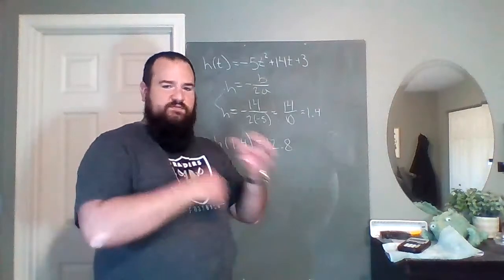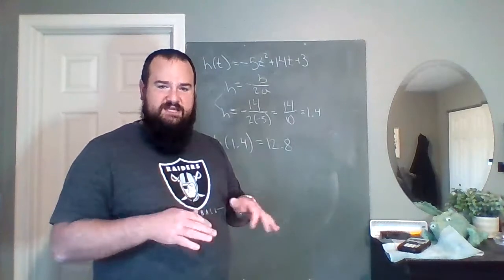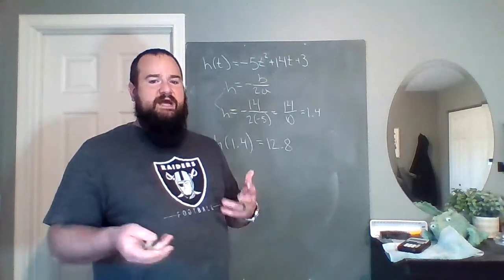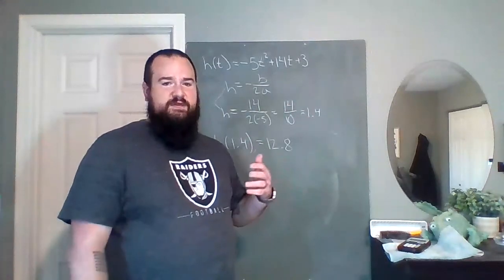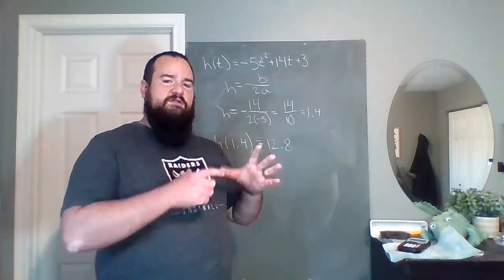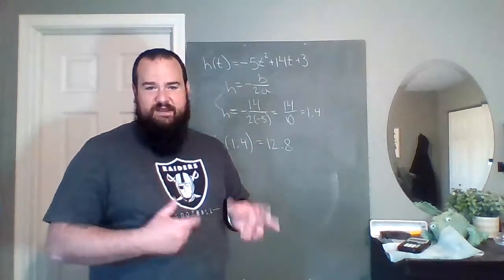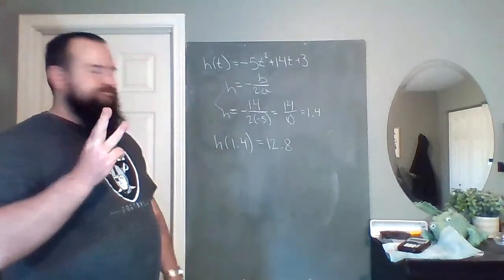Okay, now any sort of combination of those, any order, as long as it makes grammatical and English sense, that's fine. You could say the rock reached its maximum height of 12.8 meters after 1.4 seconds. That's perfectly okay as well. You just want to make sure that you have all of that information in there in a nice, concise, grammatically correct sentence or two. Okay, moving on to problem 3.